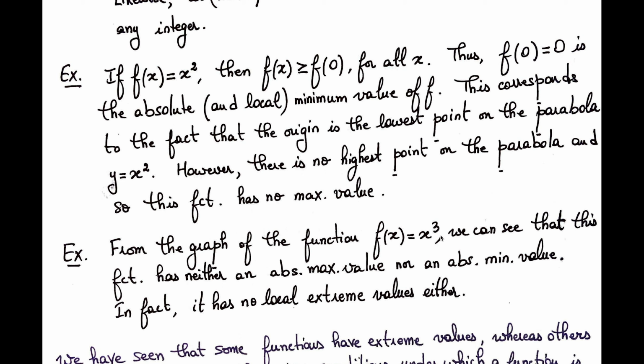The function x cubed, if you remember, looked something like this, right? It blows up at infinity, blows down at minus infinity. So this function has neither an absolute maximum nor an absolute minimum. It doesn't even have a local extremum.